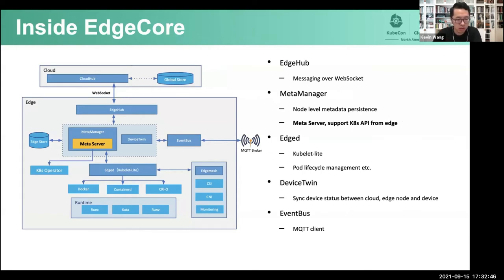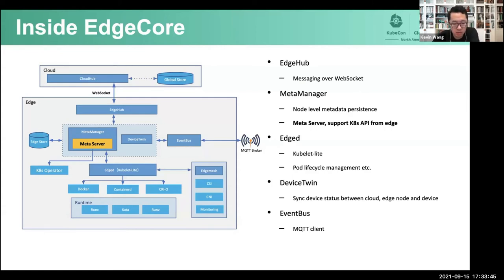Components in the modules inside Edge Core are the Edge Hub, which is a symmetric implementation of Cloud Hub. The Meta Manager is one of the most important parts inside Edge Core, which focuses on managing the node level metadata persistency, and also provides the lightweight Kubernetes API server for all the applications, especially operators, that are running on the edge. That means that all the operators and the applications on the edge are actually getting data from the local meta database, which is less reliant on the communication and the network between cloud and edge.